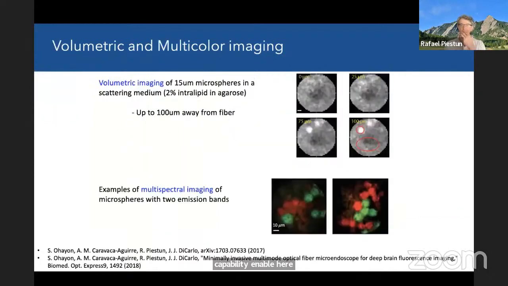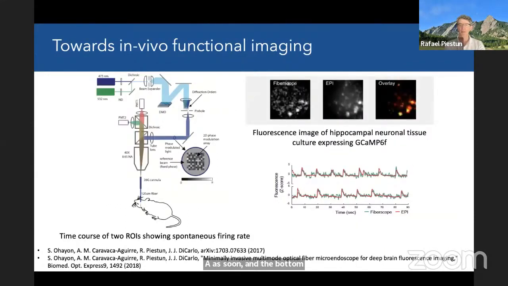So here are some images with the fiber. These are with bees showing 3D imaging, essentially looking at bees at different locations in depth on the top images. On the bottom, images showing two different fluorophores with the same fiber image, as shown on the bottom right. Then the next experiment that was done was with live neurons, but in vitro.